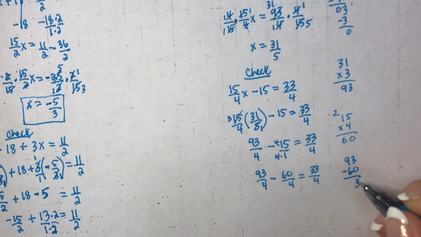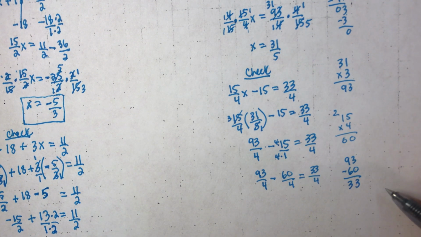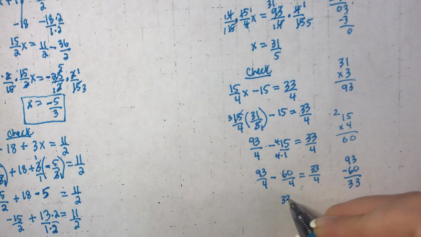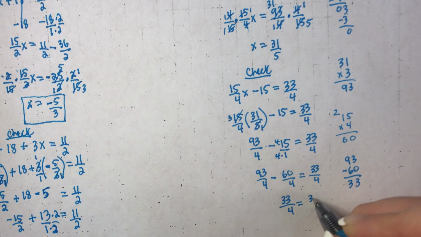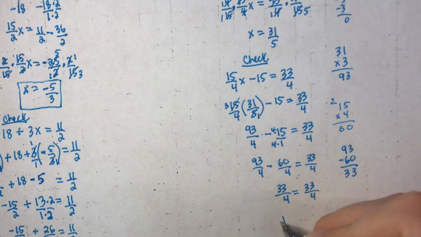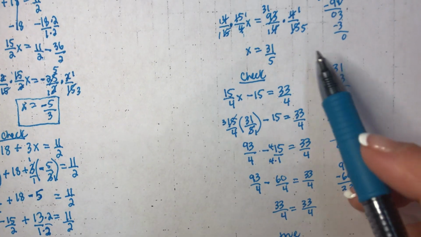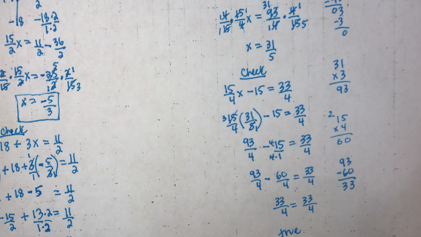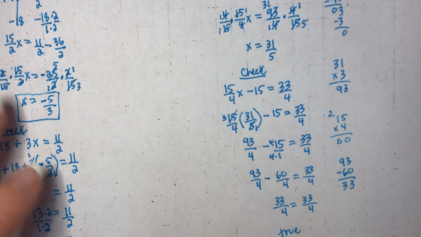3 minus 0 is 3. 9 minus 6 is 3. So we end up with 33 over 4, which is exactly the same thing as over here. So this is a true statement. So if you got this problem right and you got the check right, awesome job. That was a challenge. All right, let's look for the next example.